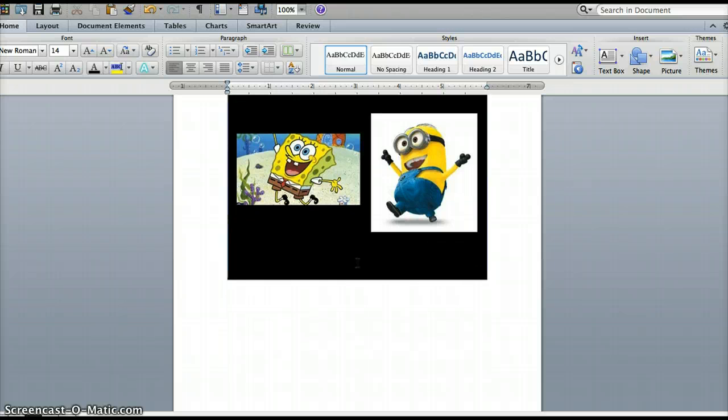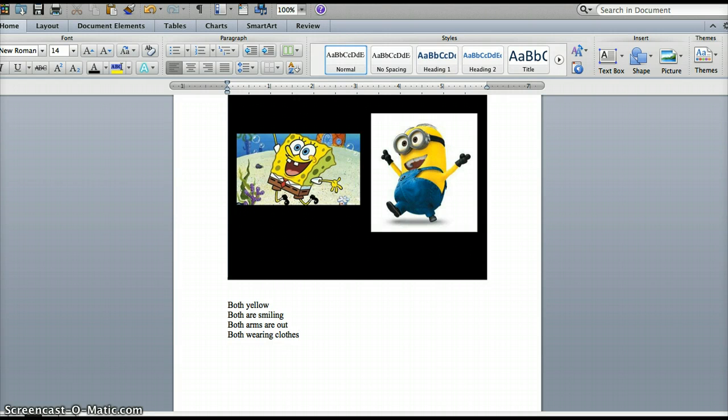Now let's look at a more complex image. So if we want to think about the similarities between SpongeBob and this minion, we could say that they are both yellow. Maybe you'd notice that both are smiling or that both arms are out. Is there anything else that you notice? Maybe you notice that they're both wearing clothes.